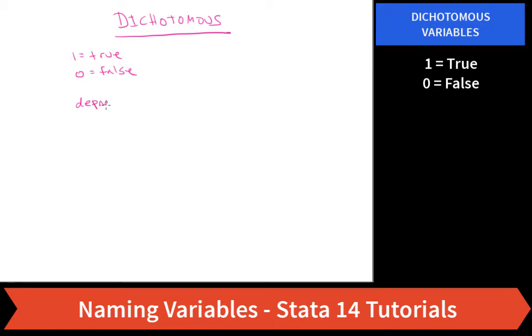So, for example, you could have a variable which says depression. What exactly does that mean? I would say instead, don't call it depression, but call it depressed. That means if the patient is depressed, the value is going to be 1. If they're not depressed, it's going to be 0.